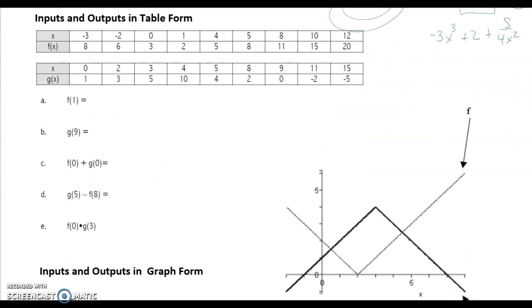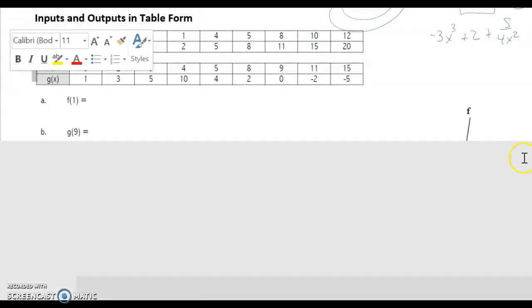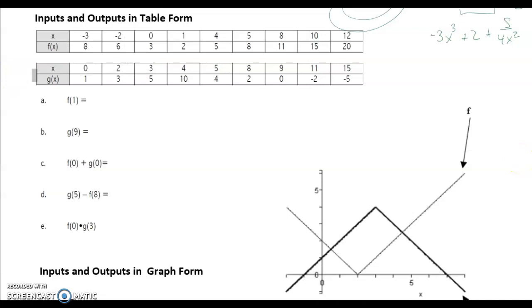So functions are all about inputs and outputs. We just looked at some algebraic ways of seeing functions in terms of f of x. But we could look at these inputs and outputs in a table form. So let's take a look here. This describes all the inputs available and all the outputs available for f of x. Here's the same for g of x.